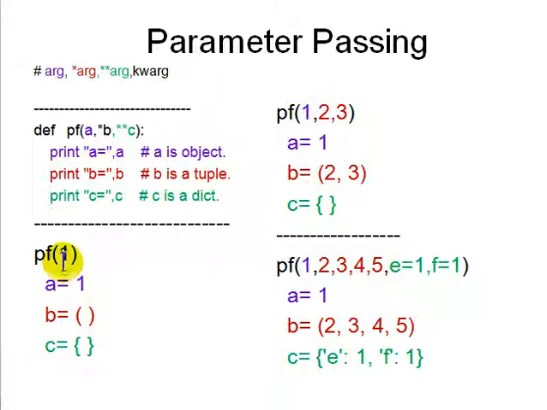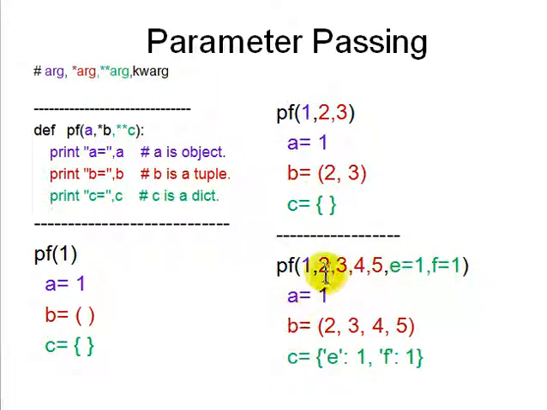So you say A equal to 1. When you say PF1, A is 1, B is an empty tuple, and C is an empty dictionary. And if you give 1, 2, 3, A gets 1, and everything else goes in the second argument, a tuple B, (2, 3), and C is empty. And if you want to specify C, you need to give it like this, in the green.